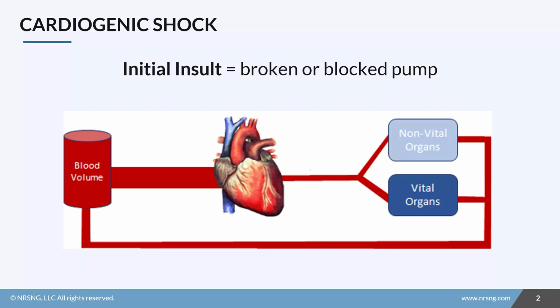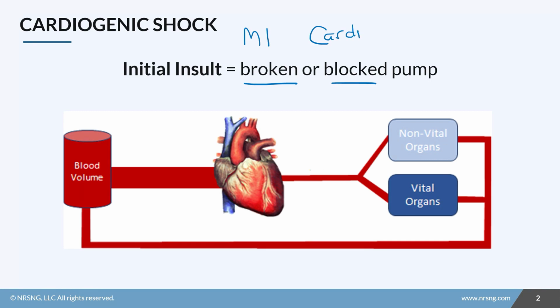Okay, guys, let's talk about the basics of cardiogenic shock. So, the initial insult here in cardiogenic shock is going to be a broken or blocked pump. So, there's three main causes. The first is a myocardial infarction. Remember, dead heart muscle can't pump.